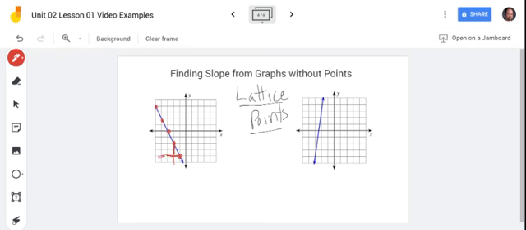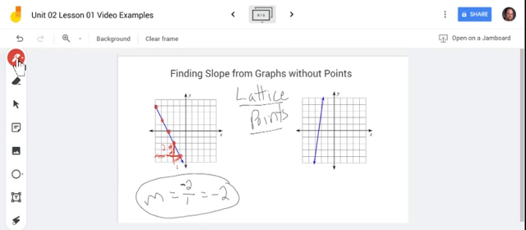I'll draw all the way across. My rise is 2. My run is 1. So that means my slope has a rise of 2, a run of 1. The correlation is negative. Well, negative 2 over 1 just becomes negative 2.